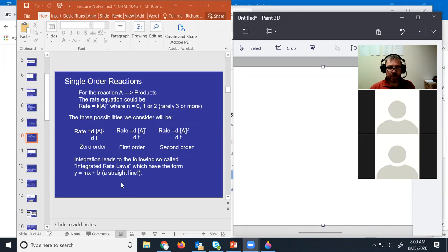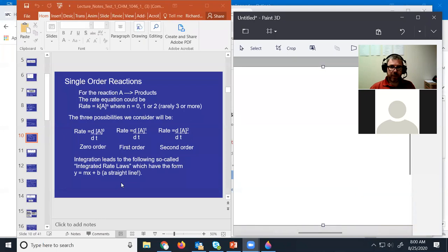Okay, so we're looking here at single order reactions, and what I mean by that is we've just got one reactant going to products. Does it matter what those products are? Not particularly. Because what we're looking at here is the rate of disappearance of that specific reactant.